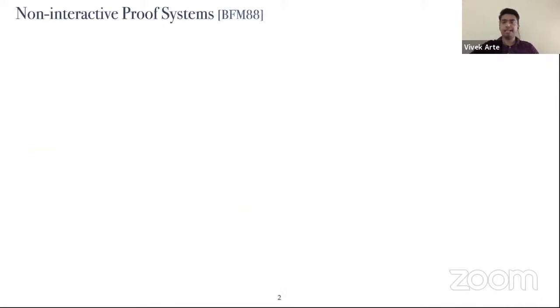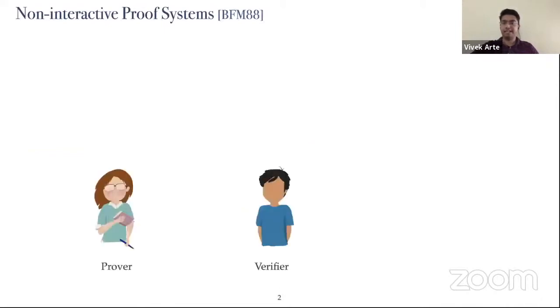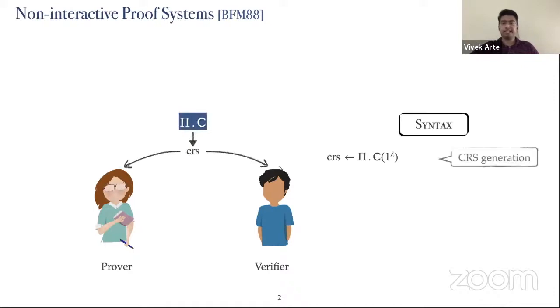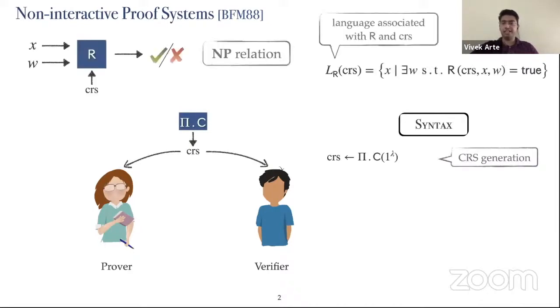Let's first quickly recall non-interactive proof systems in the CRS model. In the CRS model, there are two parties called the prover and the verifier, and there's assumed to be a trusted setup algorithm that generates a CRS and sends it to both parties. A relation is a function that takes in the CRS, a statement and a witness and returns either true or false. We are interested here in NP relations and languages, and the languages we consider are CRS dependent.